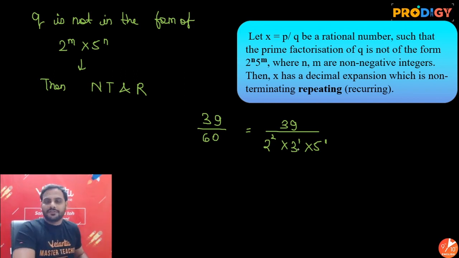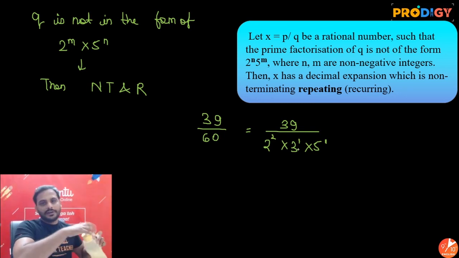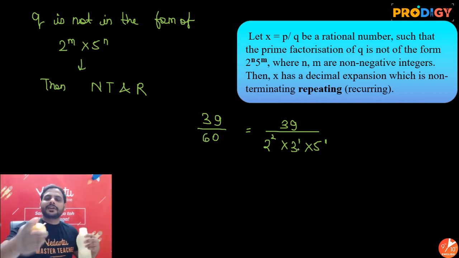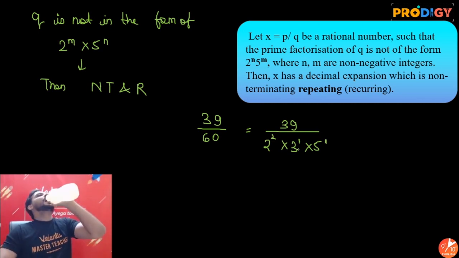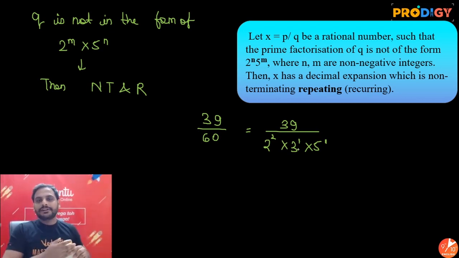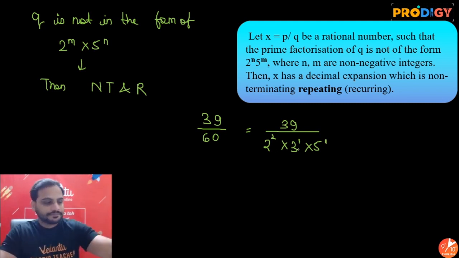Other than 2 and 5, any other number present in the denominator, in that case, simple, non-terminating and recurring. So you will say, sir, it is non-terminating and recurring. But that time only I will tell you wrong. I'll tell you wrong because of one simple reason.